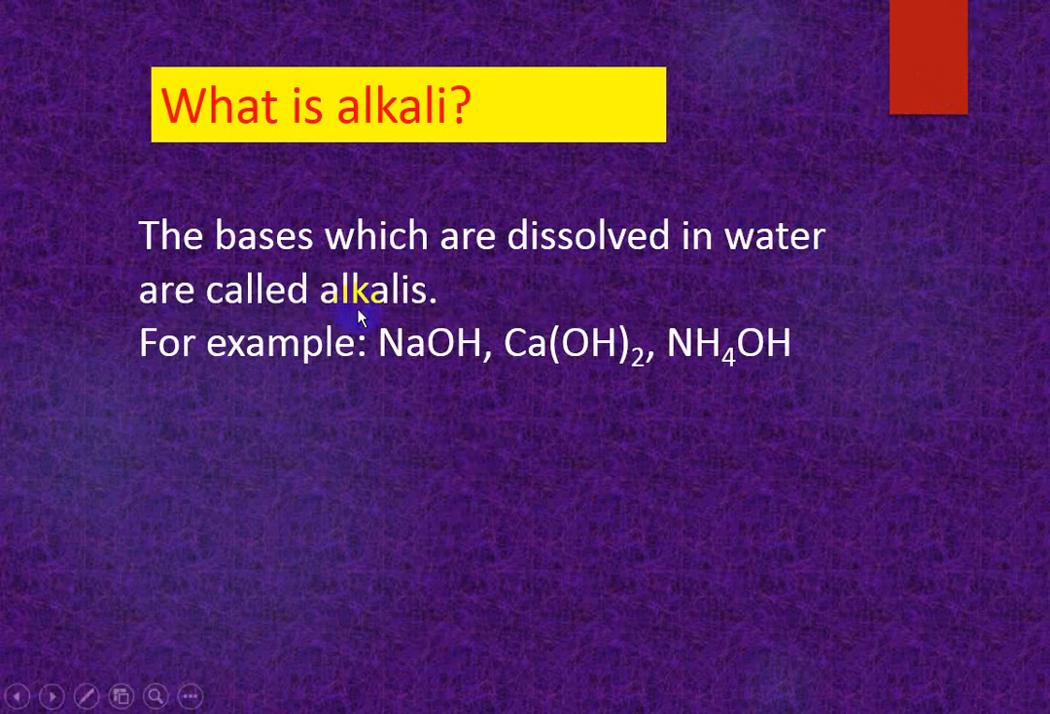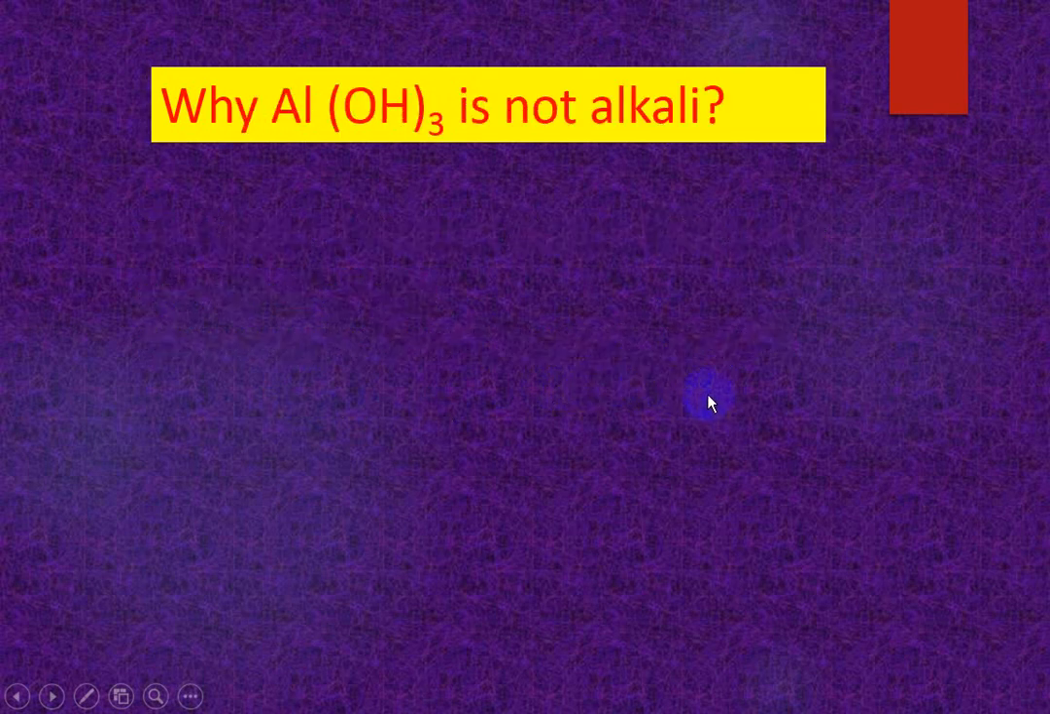Okay, the bases which are dissolved in water are called alkalis. The bases which dissolve in water are called alkalis. Sodium hydroxide is an alkali, calcium hydroxide is an alkali, ammonium hydroxide is an alkali. They are bases. The bases which are dissolved in water are called alkalis.